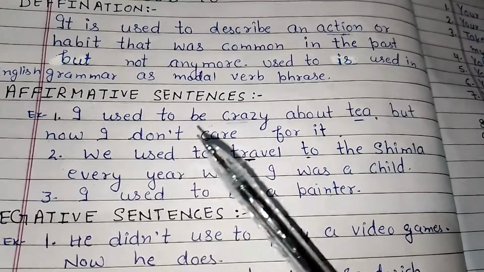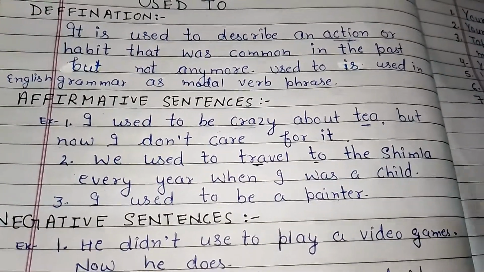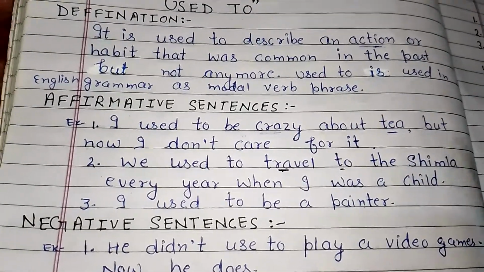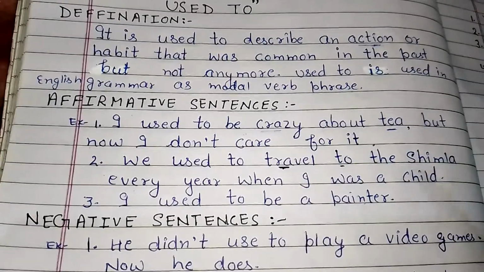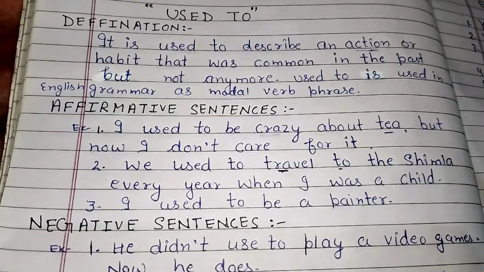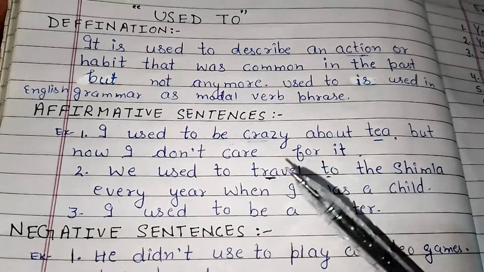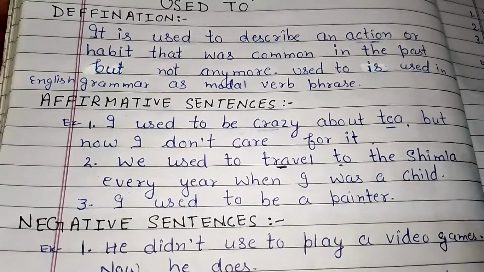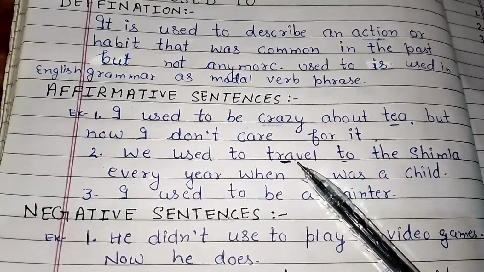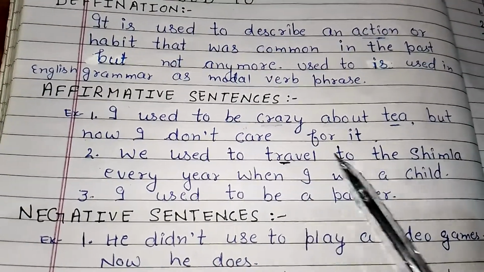Next example: we used to travel to Shimla every year when I was a child. What is travel? Travel is an action, like eating, walking, running. It's an action, not a habit. Travel is when you go from one place to another. So travel is an action, and we used to travel to Shimla.